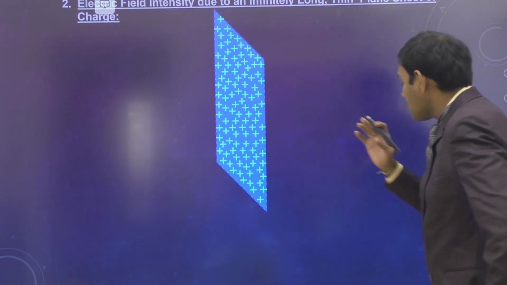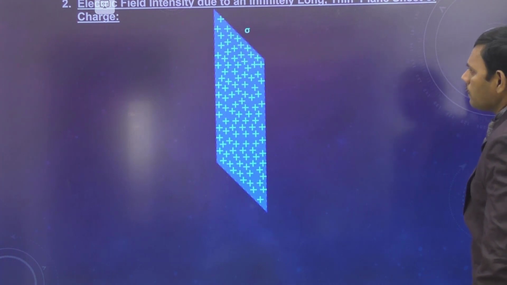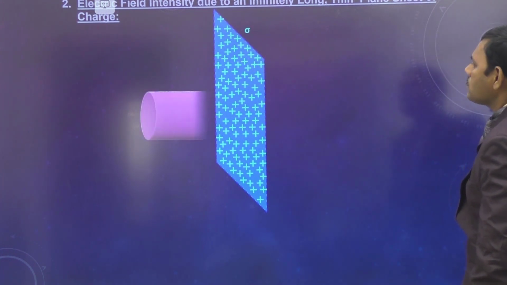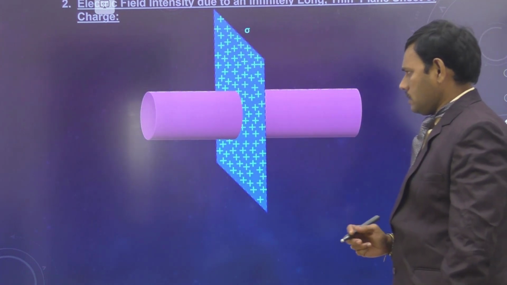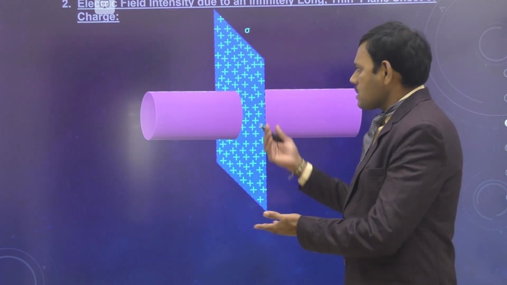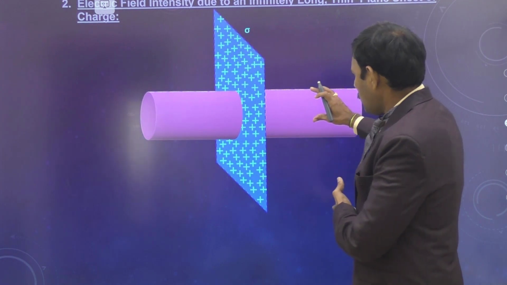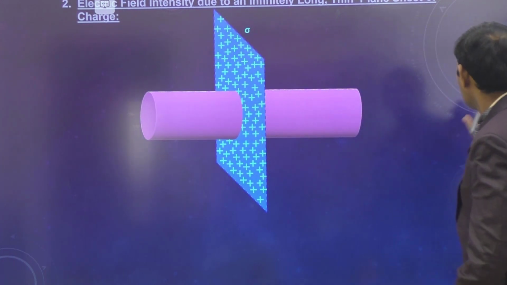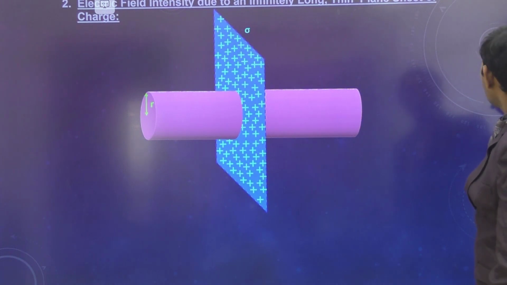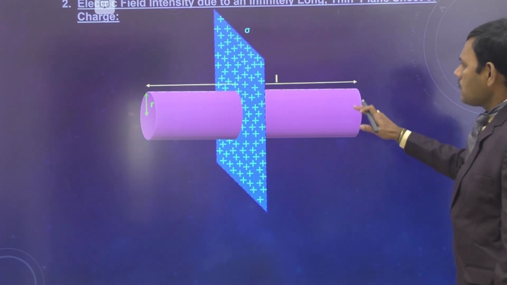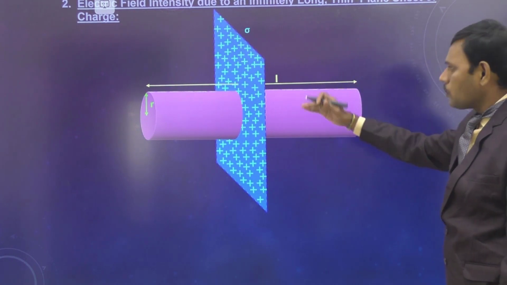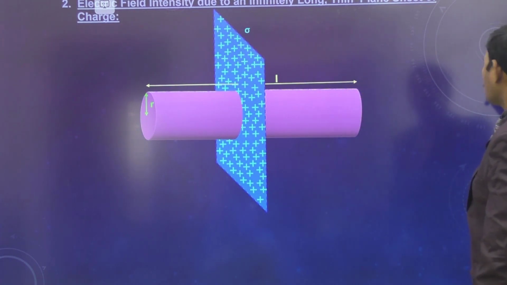Surface charge density, or charge per unit area, is sigma. Sigma shows the surface charge density of the plane sheet, and to find the field we consider a Gaussian surface in the form of a cylinder passing through the infinite plate like this. Let us consider the cylinder of length L and radius r.